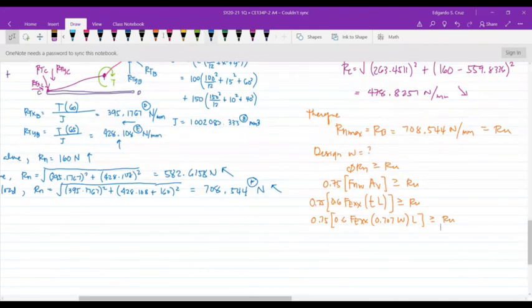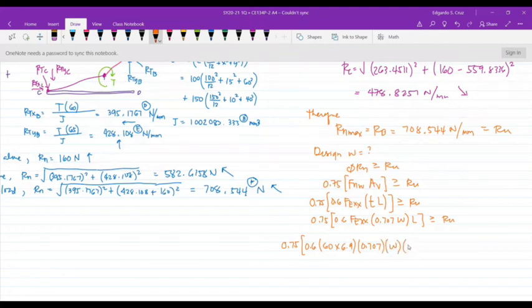So direct substituting the values, so we'll have 0.75 times 0.6. Ano yung electrode na ginamit? Diba electrode 60 sabi sa problem? So 60 KSI. Convert natin sa megapascal, 6.9. So megapascal na yan. Times 0.707 times W is yun yung tinatanong. Tapos yung length natin is unit length. So 1 mm. Should be greater than or equal to RU. RU is 708.544 newtons. So consistent naman yung units, no?